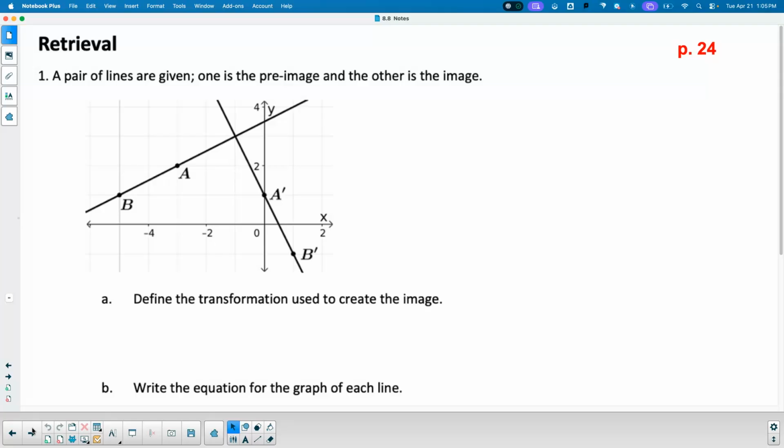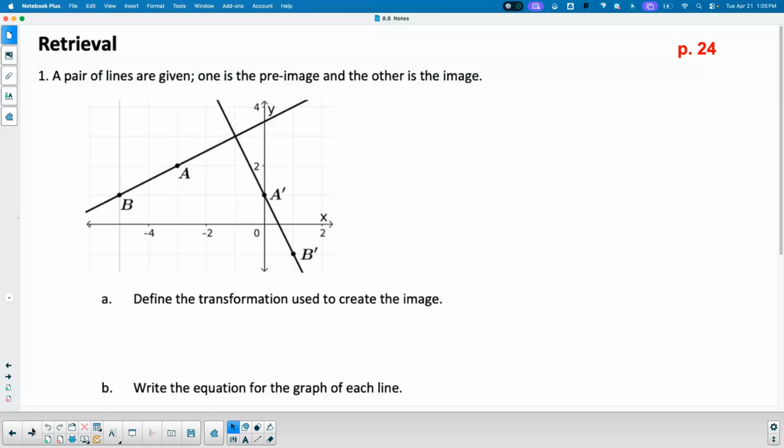What are we thinking for a transformation? Do we remember, first off, what our three transformations are? Translation. Okay, what's a translation? You just kind of move it up, down, left, and right, right? Is this an up, down, left, and right moving kind of a thing? Okay, so translation, out the door. Okay. Rotation and reflection. Okay, is this a reflection?